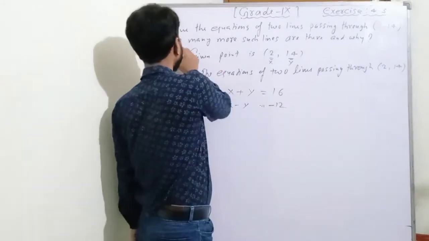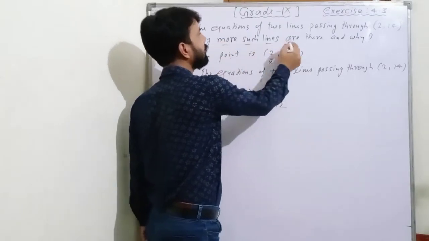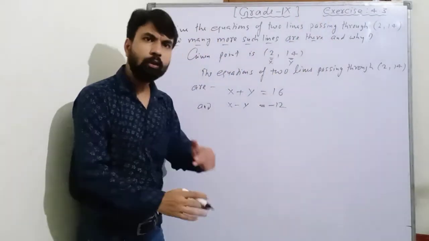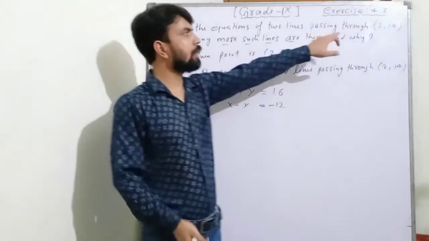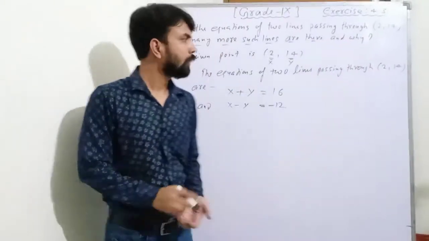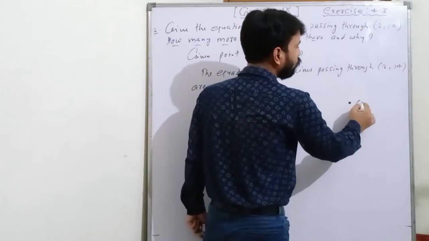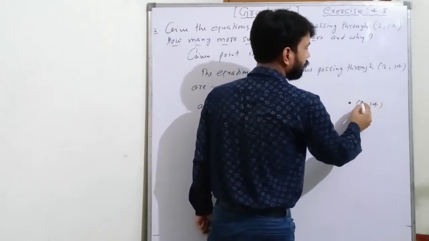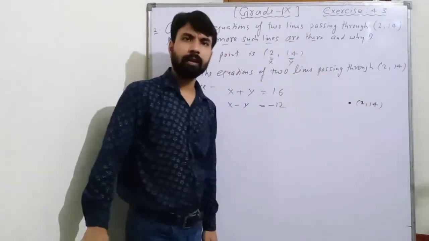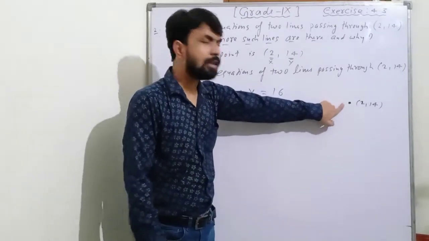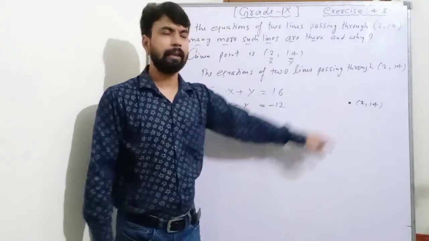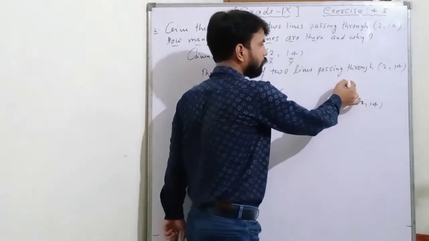Now question is saying how many more such lines are there and why? कितनी और लाइंस इस पॉइंट से पास हो सकती हैं और क्यों? तो बेटा, this is a point 2,14. केवल एक ही पॉइंट यहां पर गिवन है. क्वेश्चन कहता है इस पॉइंट से पास होने वाली कितनी लाइंस हो सकती हैं. तो देखते हैं कितनी लाइंस इस पॉइंट से पास होंगी.